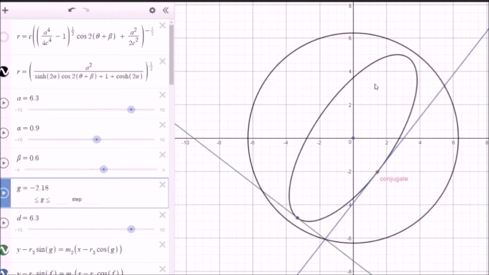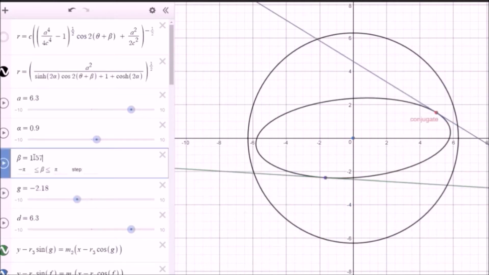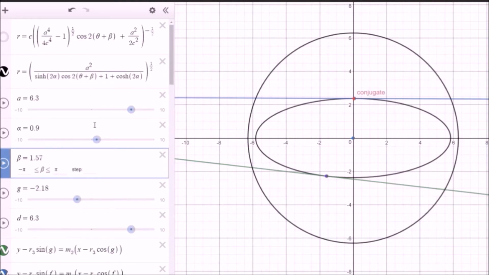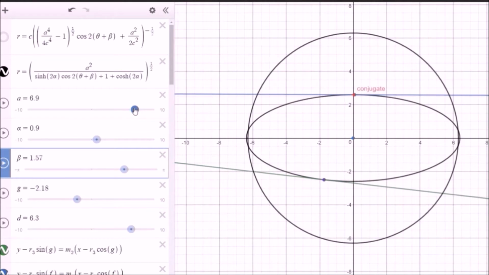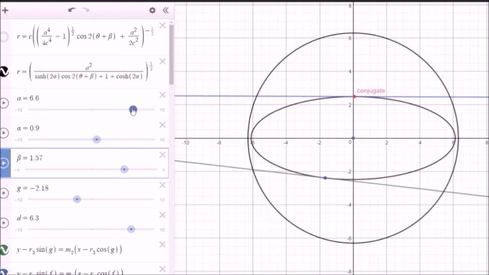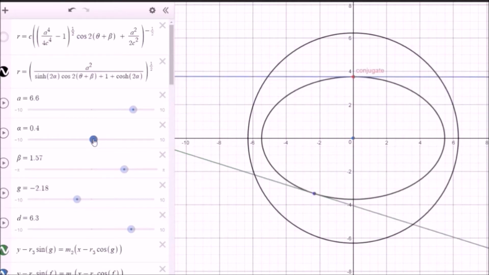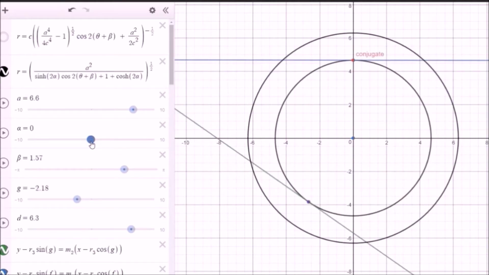We can keep moving this ellipse round, and then we can keep positioning this other purple point, and it will meet on this director circle. It means that these two points here will always be conjugate points. So let's have a wee look as well and see what happens whenever we turn this ellipse into a circle. If I make this 1.57, and then adjust alpha to 0, now we've got a circle.